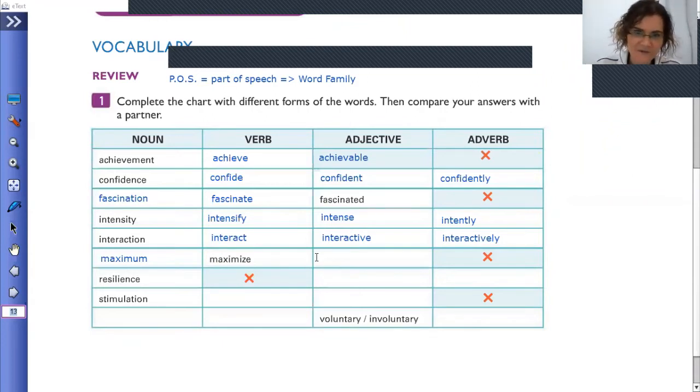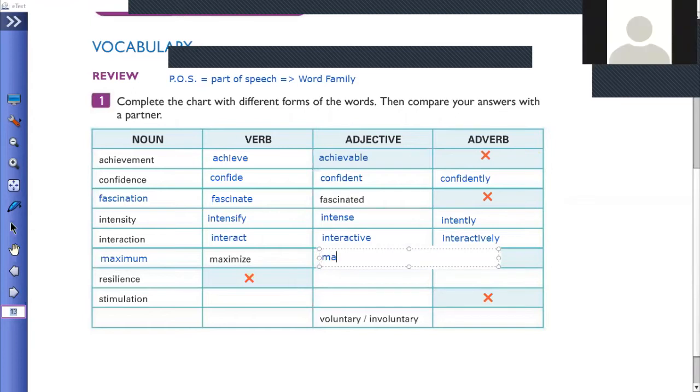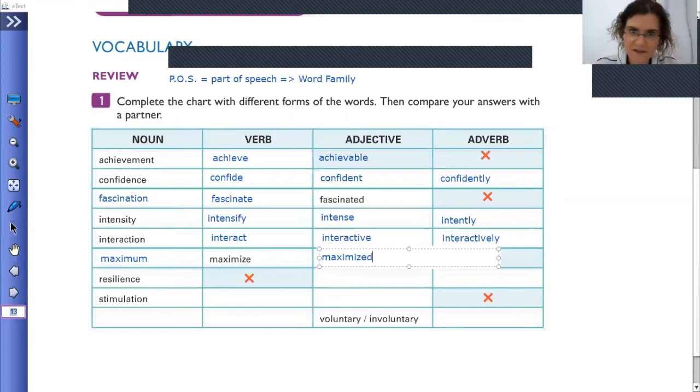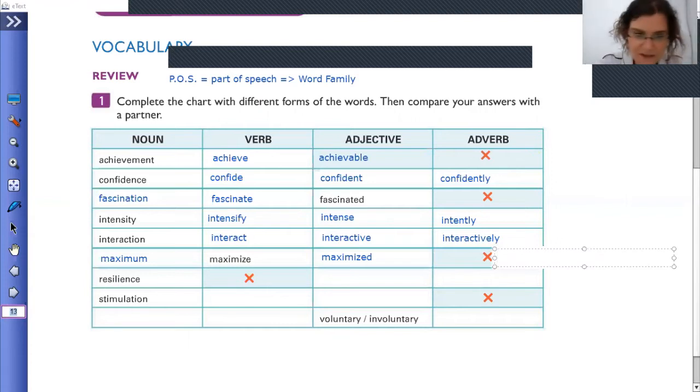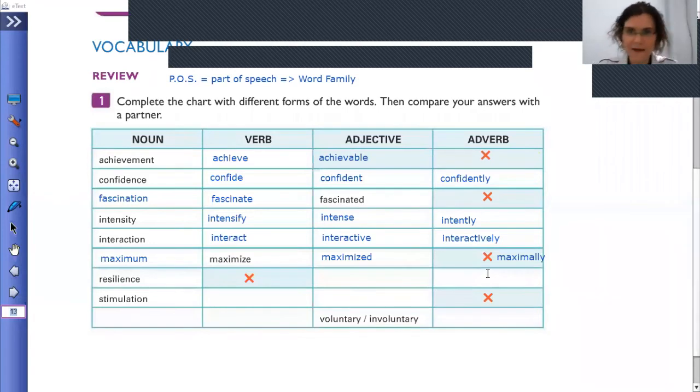Okay, what is the adjective? The adjective is maximal. Almost. So we could just say maximized. And then I put a cross here, but actually we have one that I could put here. Let me write it here then, yeah. Actually, we can put this. This one does work maximally. Yeah. Okay, awesome. Thank you.